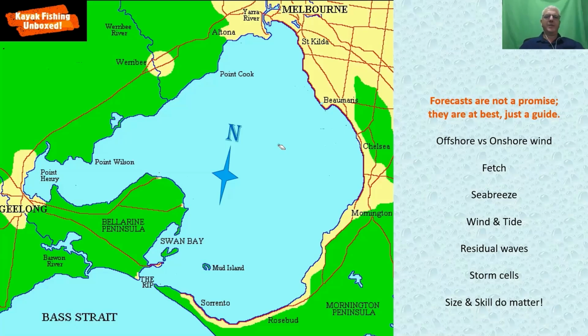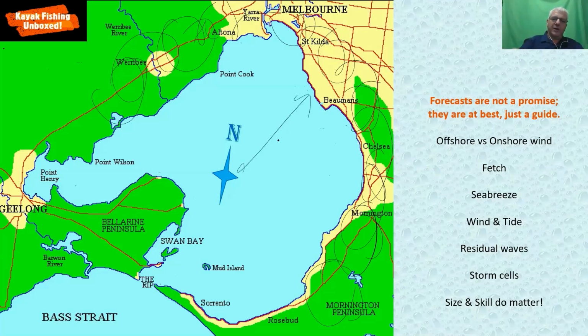The next thing we need to keep in mind, particularly in the bay, is the sea breeze. During summer, the land all around the bay heats up, and the land heats up faster than the water does. As the land heats up, it's hotter and hotter during summer. The hot land causes the air to rise. As the hot air rises, it actually draws in the cold air from the bay.